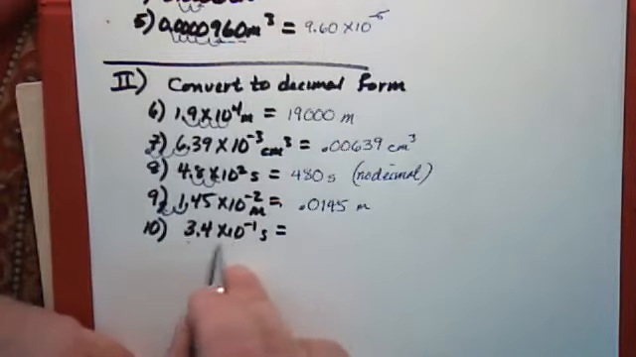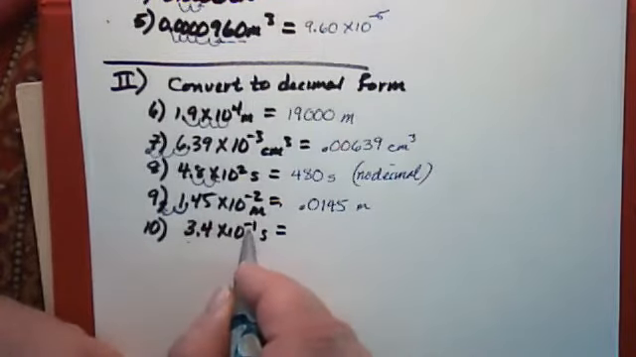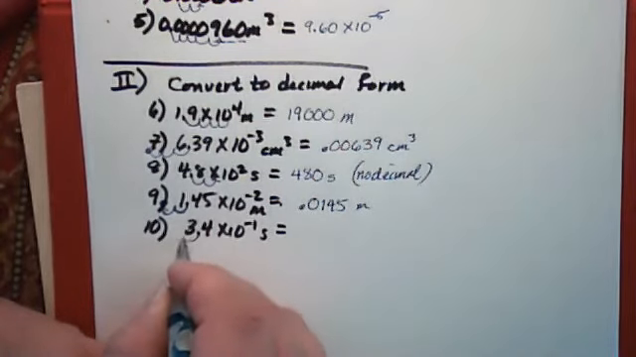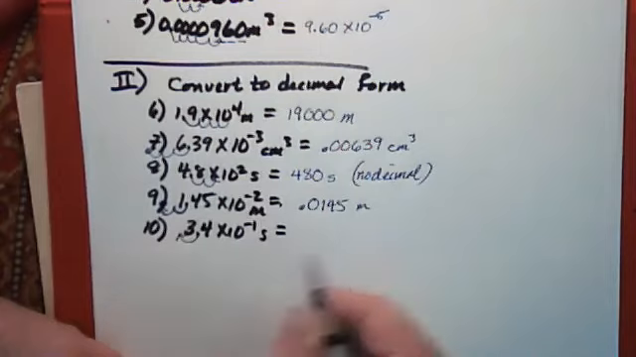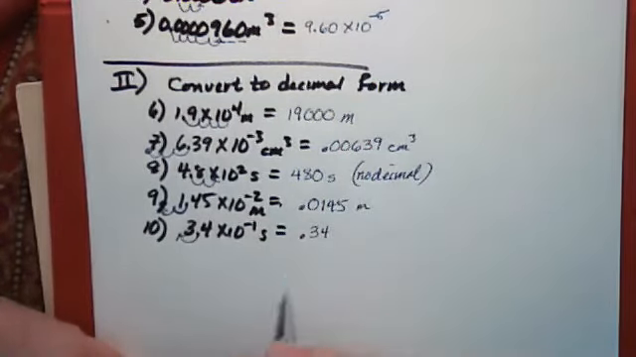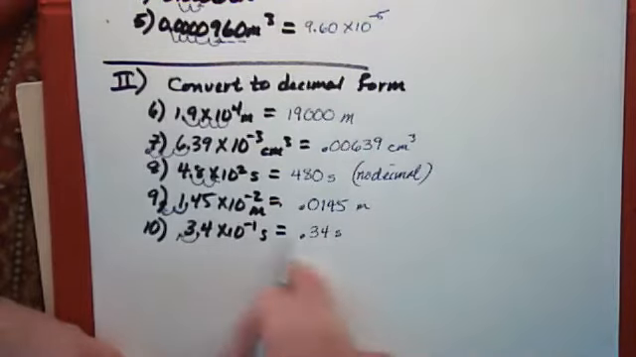We have 3.4 times 10 to the minus 1. Again, negative exponent means make the number smaller when you move the decimal point. We only have to move it one space, and so we end up with 0.34. We want to leave it as 0.34 because that's two significant figures, and the original number was two significant figures.